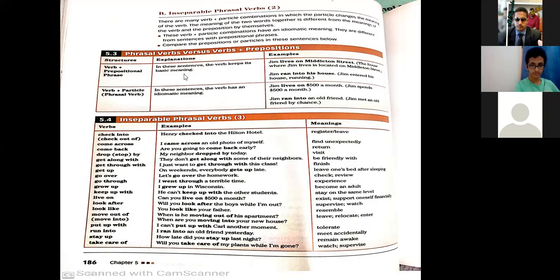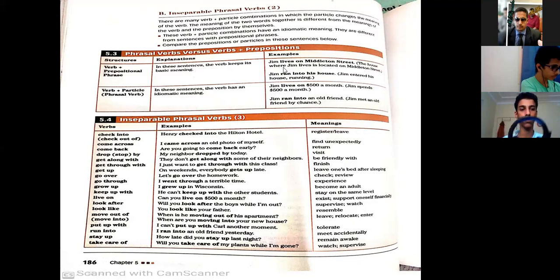Explanation. Read the example at first, please. Jim lives on Midleton Street. The house where Jim lives is located on Midleton Street. So "lives on" here is related to the location of where Jim lives.